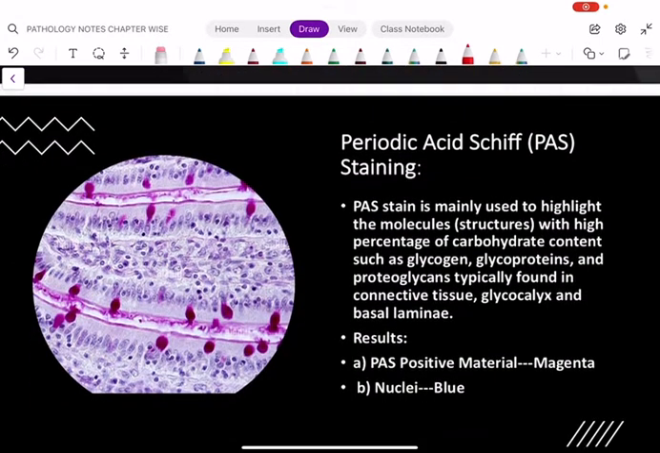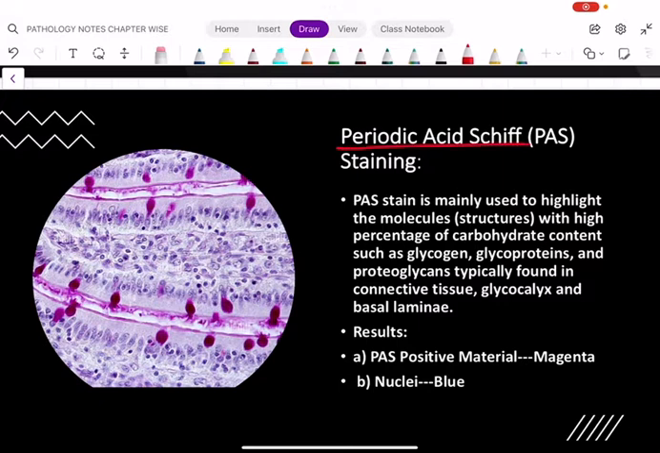Once this is done, we have another staining, which we call PAS, periodic acid Schiff staining. This is mainly used to stain compounds which are rich in carbohydrates, for example glycogen, glycoproteins, proteoglycans. All these compounds have a very high amount of carbohydrate. You would have learned this in biochemistry.